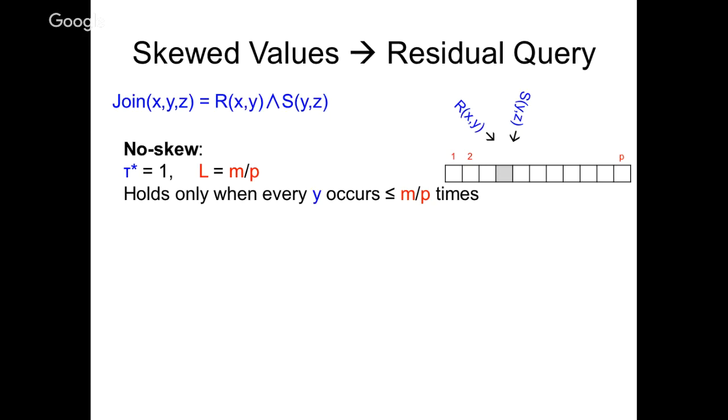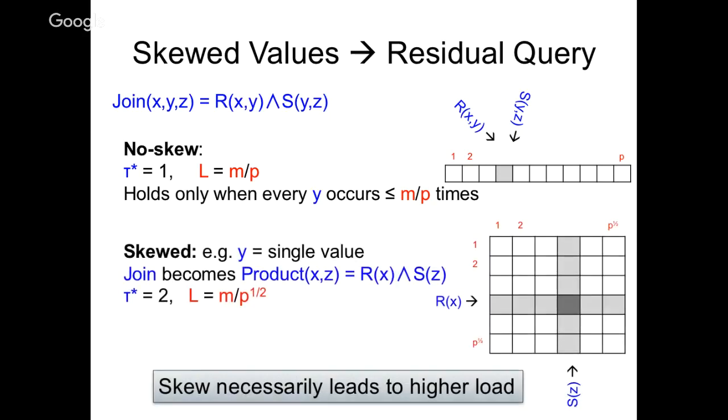The standard way to handle a join is to hash partition them. So we think about the p servers as being an array. Of course, this only works if every data value y occurs at most m by p times. Otherwise, if it occurs more than m by p times, then one of these servers will be overloaded. What happens if it occurs more than m by p times? What happens if there is a single value y?